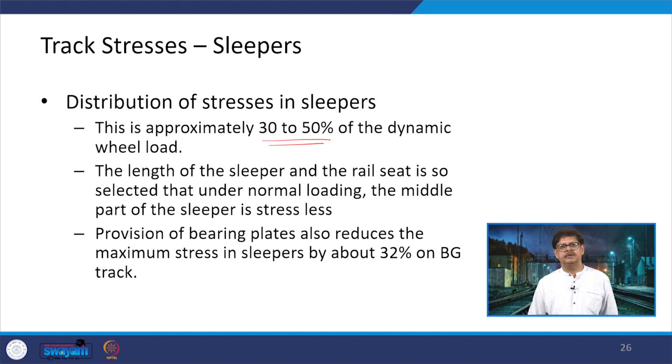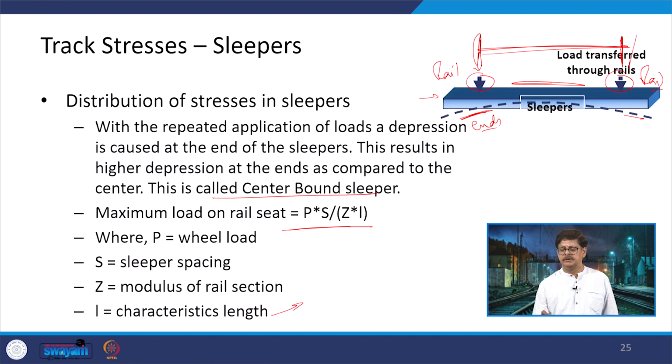The length of the sleeper and the rail seat is so selected that under normal loading conditions, the middle part of the sleeper remains stress free or remains with very little stress. The provision of bearing plates also reduces the maximum stresses in the sleepers by about 32% on the broad gauge track. That means if we have provided a plate at the rail seat first of all, then the load from the rail will come on the bearing plate and then get distributed to a bigger area.